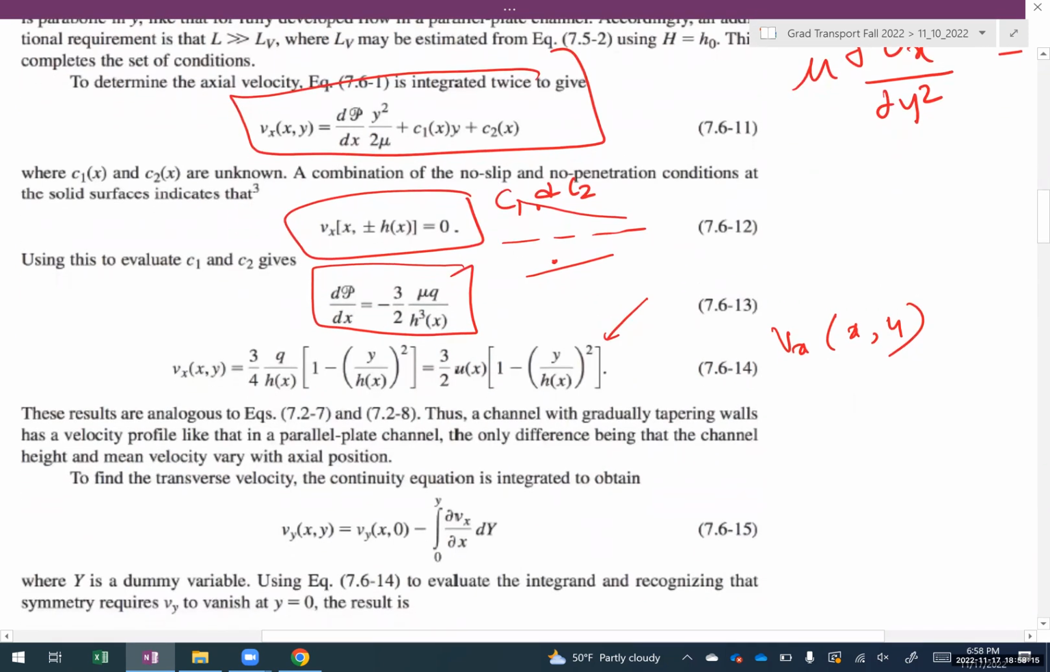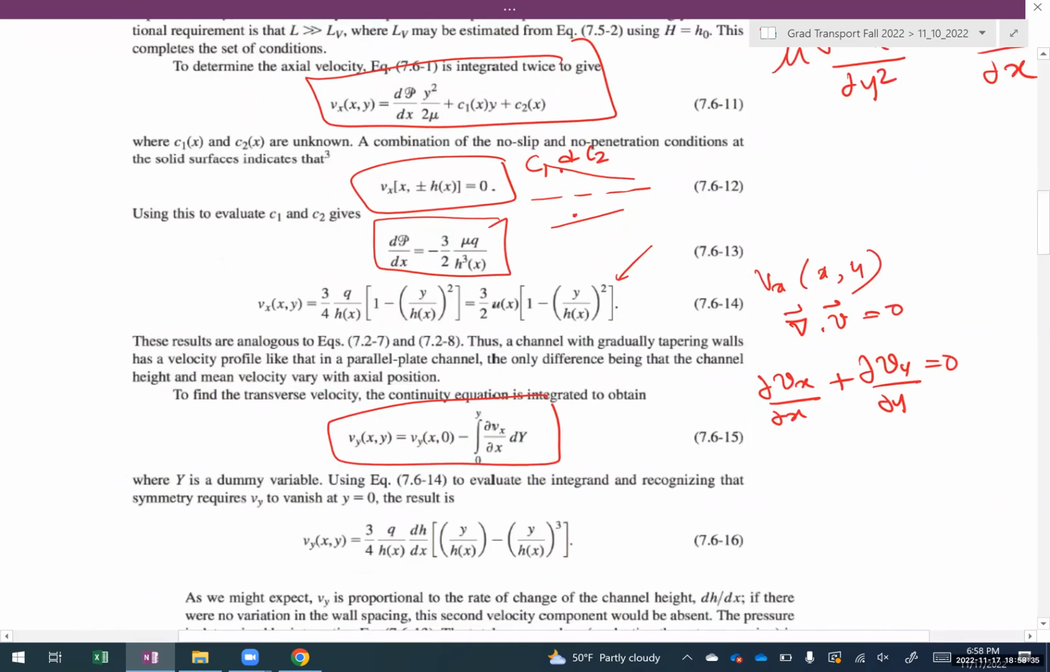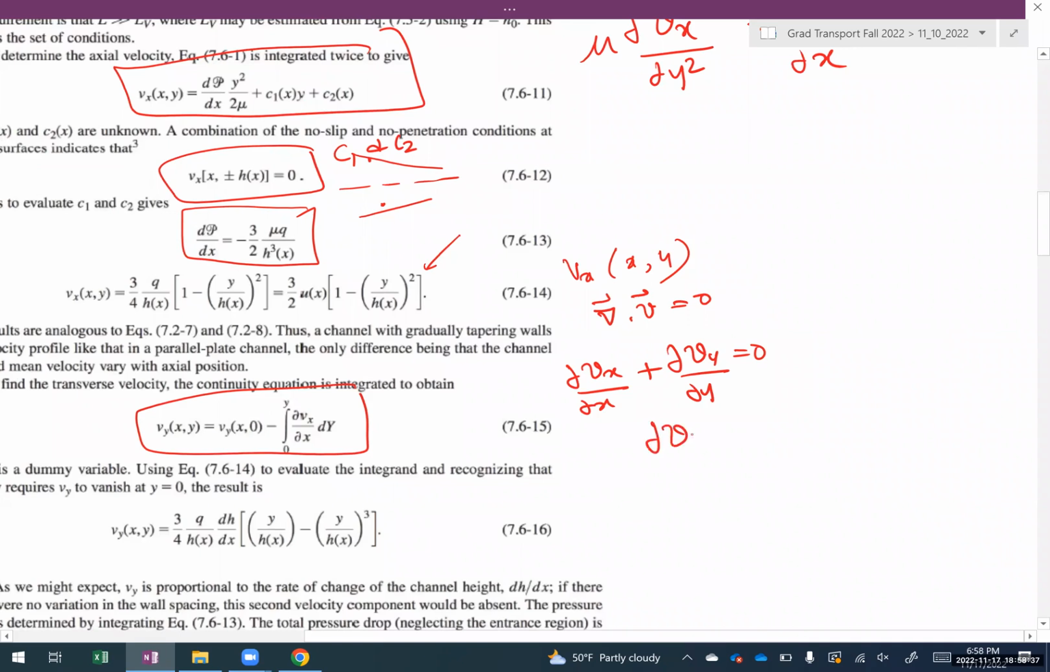Okay. So now you get Vx as a function of y. Now, how do you get Vy? For that, you use the continuity: dou Vx over dou x plus dou Vy over dou y is equal to 0. What is the continuity? Del dot V is 0. So basically now all I need to do is dou Vy over dou y is minus dou Vx over dou x. Integrate with respect to y. So voila.